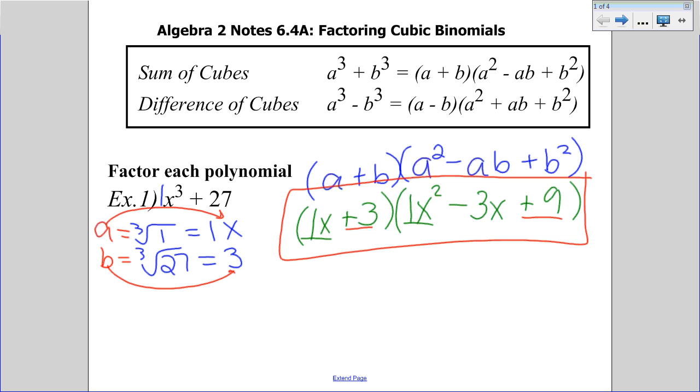Okay, how did you get that equation? How did I get this? Sum, because it's a plus 27? Well, it says sum of cubes. You're going to look at the sign here. Was this an addition sign or a subtraction sign? So I choose my sum of cubes. Okay. Addition. Okay. Yep.